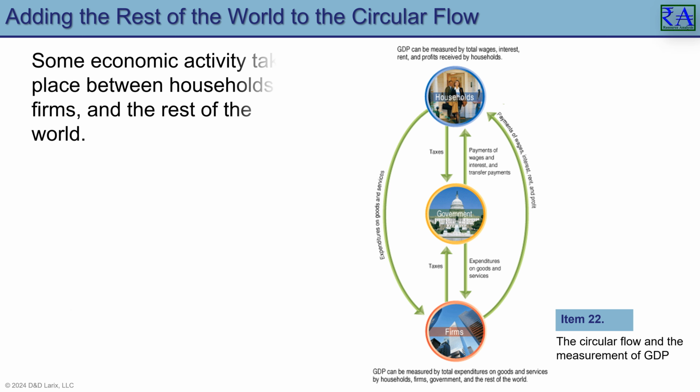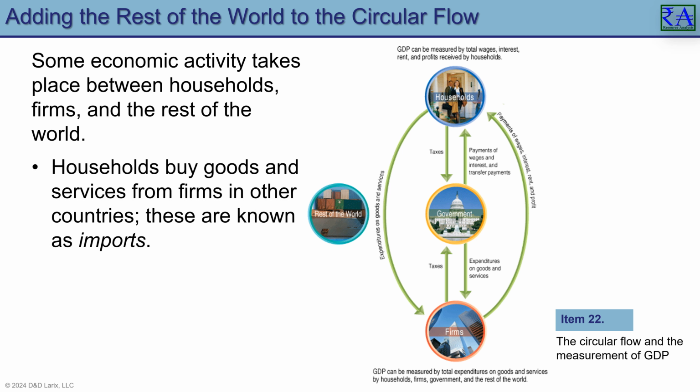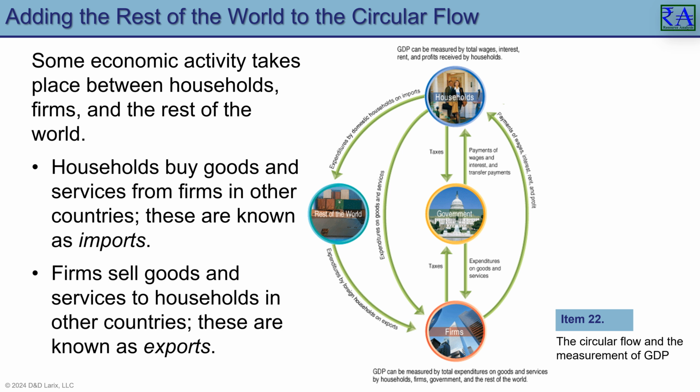This slide builds on our previous circular flow diagrams by adding the components of the global economy. Here, we introduce the rest of the world, which interacts with both households and firms. Households buy goods and services from international firms, known as imports. Conversely, domestic firms sell goods and services to foreign households, known as exports. This global interaction is crucial for understanding how interconnected our economy is with the rest of the world. This model helps illustrate the flow of goods and services across borders and its impact on our GDP.